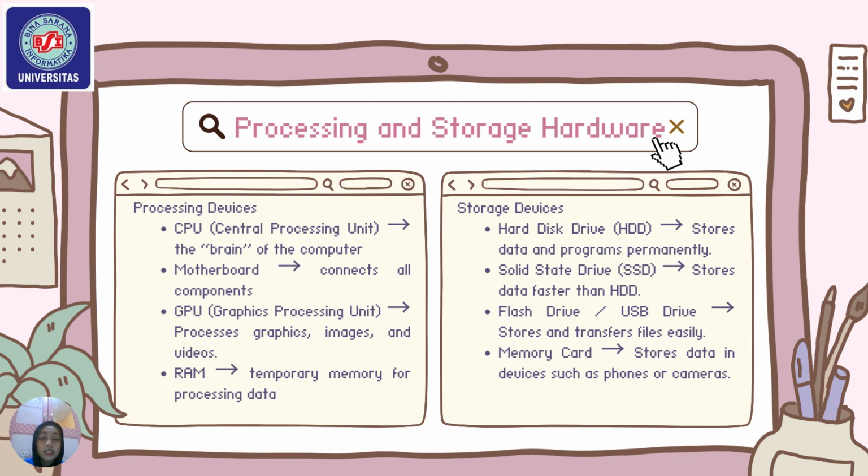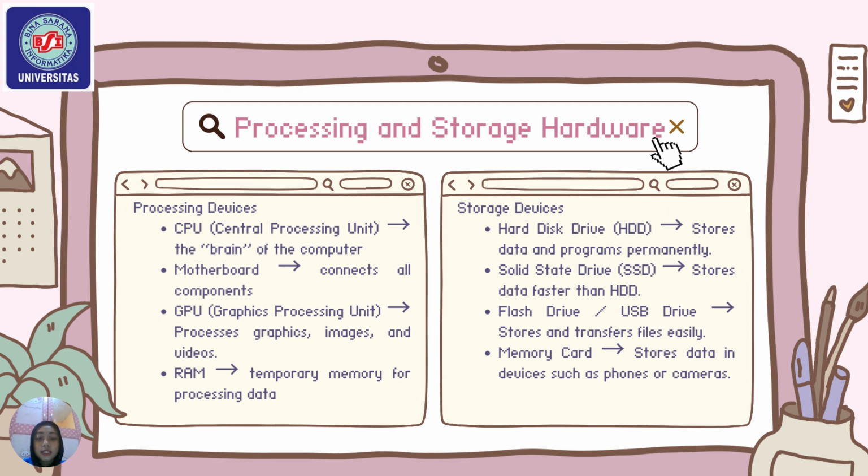So the storage devices from hardware, they are hard disk, solid state drive or SSD, flash drive or USB drive, and the last is memory card. Hard disk, the function is to store data and programs permanently. So the second is solid state drive or SSD. The function is to store data faster than HDD.